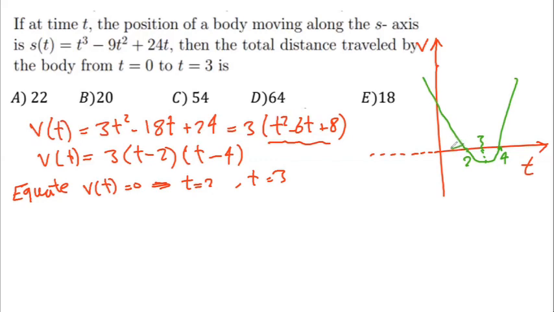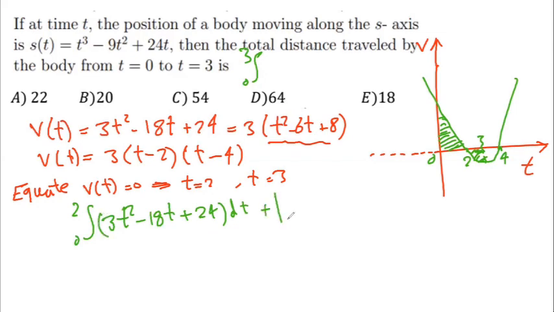So we notice here that from 0 to 2, the object's velocity is positive, and from 2 to 3, the object's velocity is negative. So we'll need to do two integrals here. First, we take from 0 to 2. Instead of taking from 0 to 3 in one go, we take from 0 to 2 the integral of the velocity function, which is 3t squared minus 18t plus 24, with respect to time.